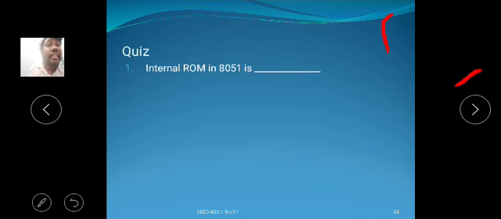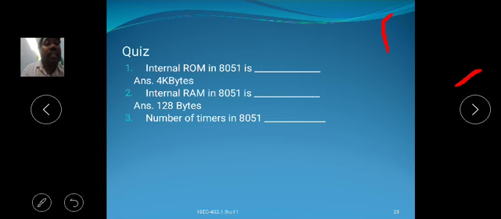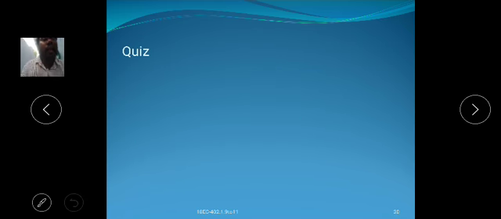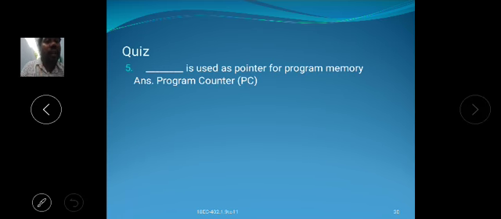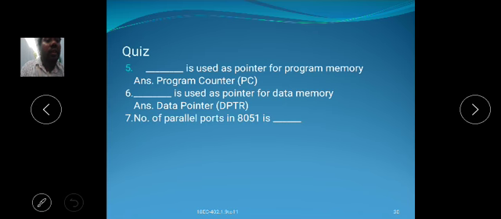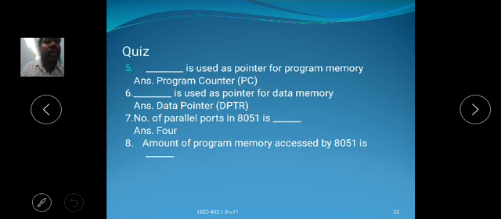This is the entire discussion about the architecture and memory organization of 8051 microcontroller. I hope all of you understood these topics. These 3 topics are very important: the simplified block diagram of 8051 microcontroller and its operation, the functional block diagram of 8051 and its operation, and the register structure of 8051. In the register structure also, they ask about each register and each block.